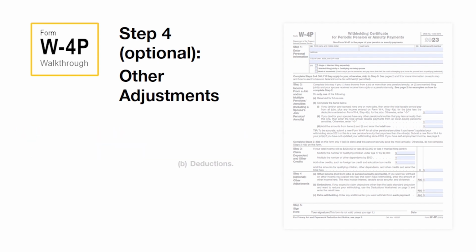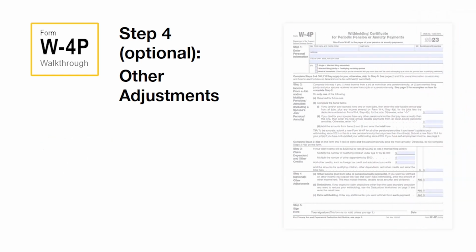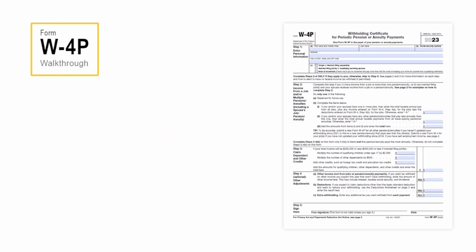If you do not claim the standard deduction and want to reduce your withholding, you may report other deductions on line 4B. The deductions worksheet on page 3 of the W-4P may be used to calculate this number. And lastly, if you want additional federal tax withheld each month, enter that amount on line 4C. Please note, the IRS does not allow NPERS to correct the W-4P. If you enter any data in steps 2 through 4, please double-check your math and entries to ensure they are accurate. NPERS cannot correct this form on your behalf.